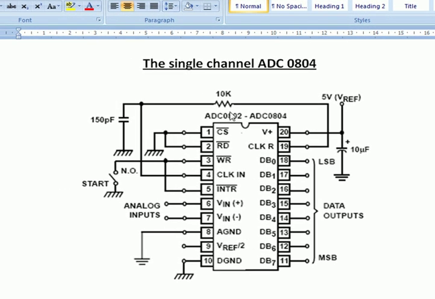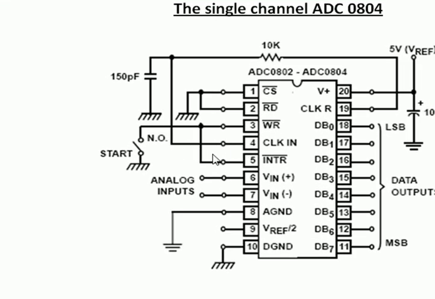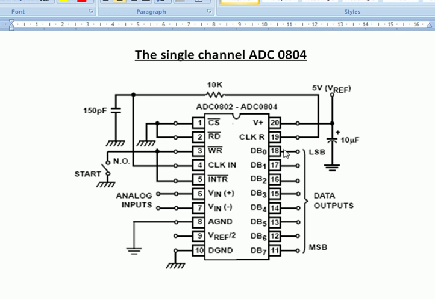This has some standard connections of R and C that decide the clock frequency. The clock R is given at pin number 19, the clock in is at pin number 4, and the capacitor is grounded. We have made a typical arrangement here for the purpose of testing.